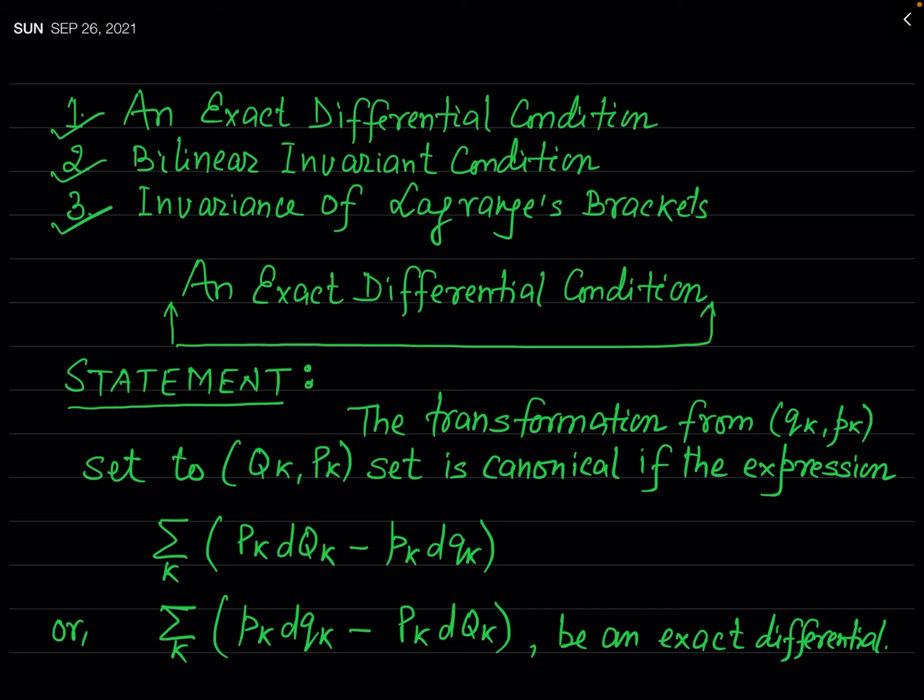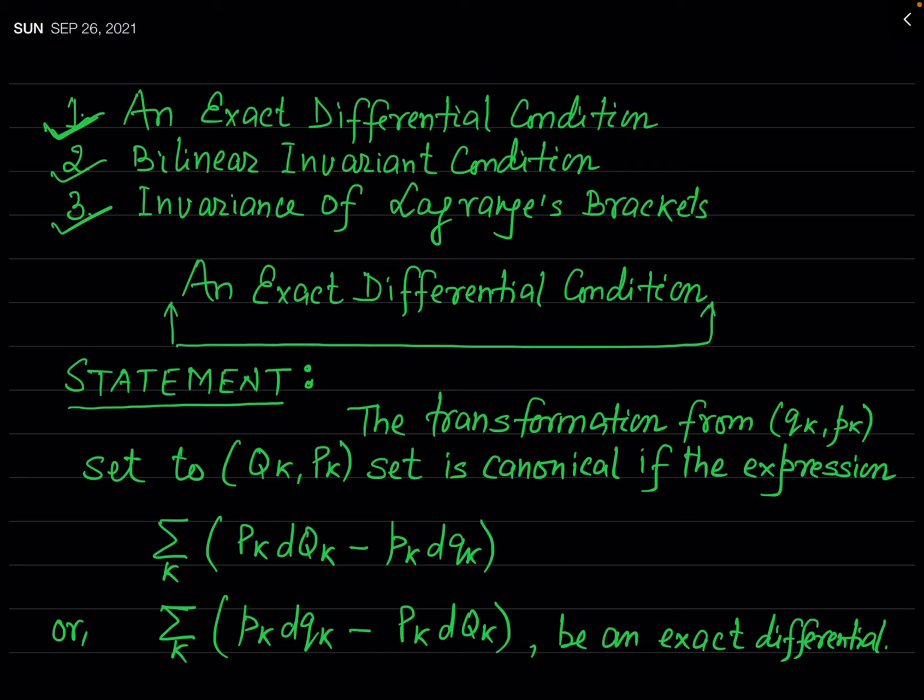Actually, in this lecture, I would like to discuss only the first one, that is an exact differential condition. I will discuss here in detail and illustrate this condition by some important examples too. And the remaining two conditions, that is the bilinear invariant condition and invariance of Lagrange bracket, we will discuss in the forthcoming lectures. In fact, invariance of Lagrange bracket we will discuss in the chapter when we will see the concept of brackets in classical mechanics. So let us see what is an exact differential condition.